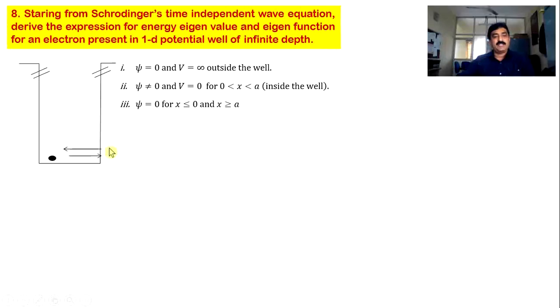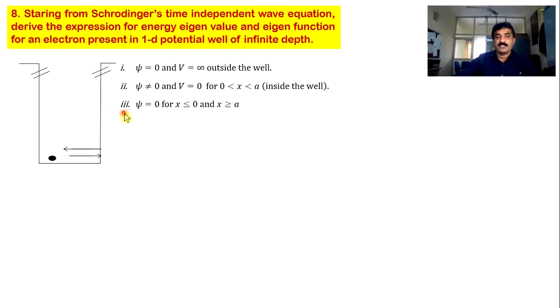Another boundary condition: inside the well the particle is very much present, therefore psi is not equal to 0 and V equal to 0. I said inside the well potential energy is 0 but not kinetic energy. How do you define inside the well? Very simple, 0 to a, that is x is between 0 and a. So this is x equal to 0 and this is x equal to a. Anywhere from here to here is 0 less than x less than a.